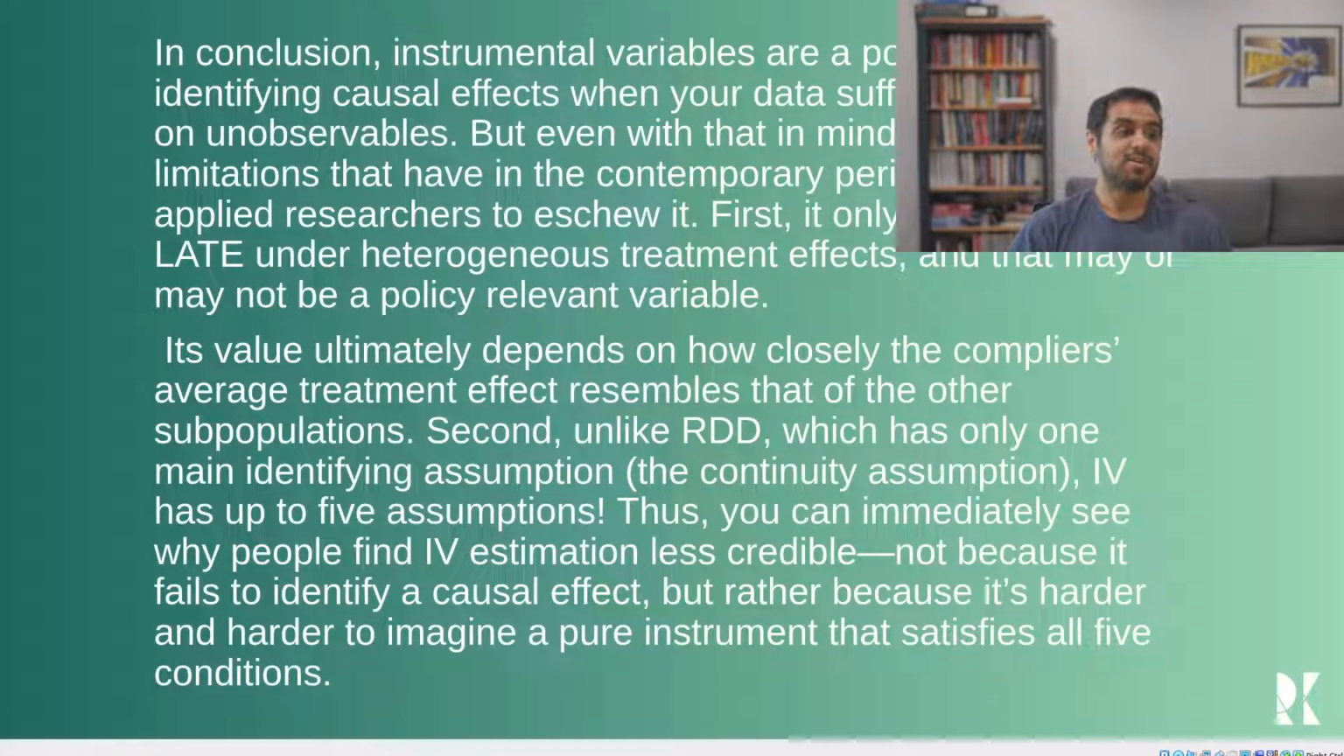Unlike RDD, which has 1 main identifying assumption, instrumental variables has up to 5. You can see why people find IV to be less credible. It's just, like he says at the bottom, it's harder and harder to imagine a pure instrument that satisfies all 5 conditions. So this was my challenge with the chapter largely, is with the instruments that were brought up, I couldn't really figure out how they met every single criteria.